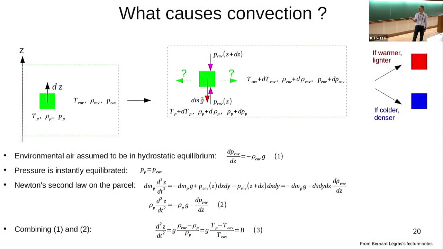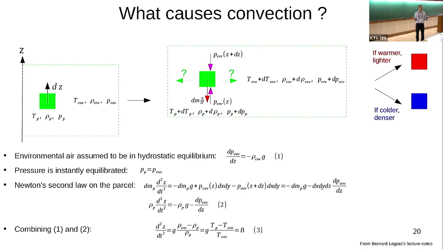Density is good, but we like to think about temperature. It's just easier. So if you use the ideal gas law, you can rewrite this in terms of a difference of temperature. That's why I put it in red and blue, because we like to think about temperature. This thing is called buoyancy. Buoyancy is the acceleration of that parcel. So it's just the buoyancy due to this difference between the parcel and the environment.